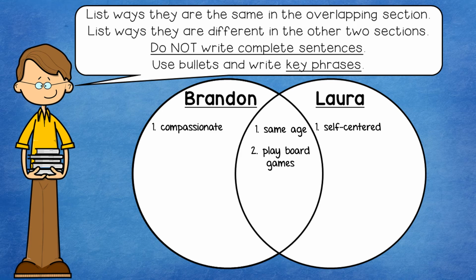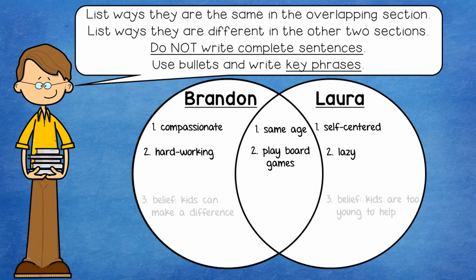Now let's find out how they're different. Well, these are two character traits. Brandon, we can tell, is very compassionate because he wants to help the people who lost their homes in the tornado. And Laura's a little bit more self-centered. She's only thinking about saving her money to buy herself a new shirt. Brandon is hardworking. He asks his mom what he can do when she tells him to rake the leaves in the garden. He then thinks he can do it for everyone in the neighborhood. And Laura says that raking leaves is too exhausting. So we're giving her a character trait of lazy.